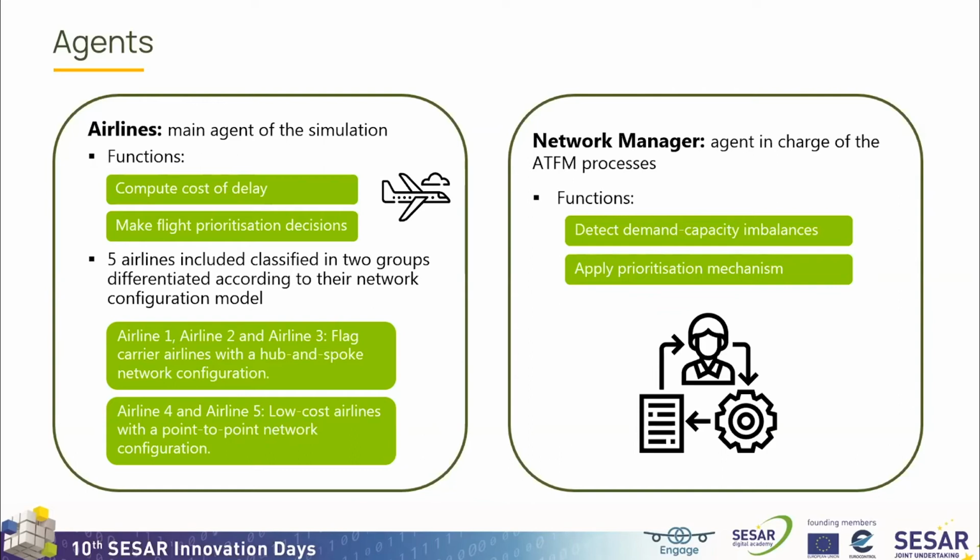For instance, airline 1, 2, and 3 are represented as flag carrier airlines with a hub and spoke network configuration. Airline 4 and 5 are represented as low-cost airlines with a point-to-point network configuration. On the other hand, the network manager is the agent in charge of the ATFM processes. Its functions are detecting the demand capacity imbalances and applying the prioritization mechanisms.